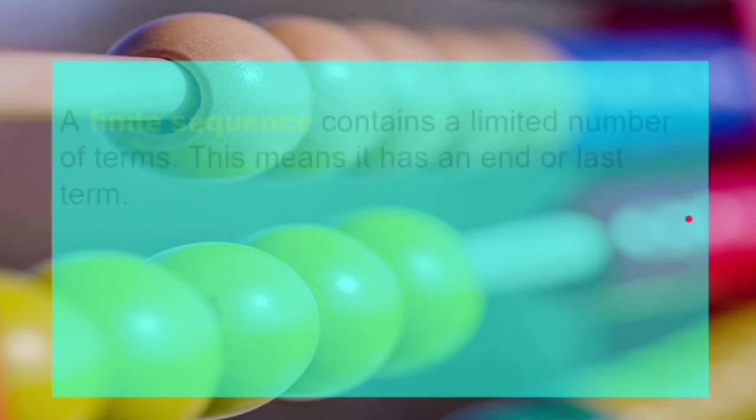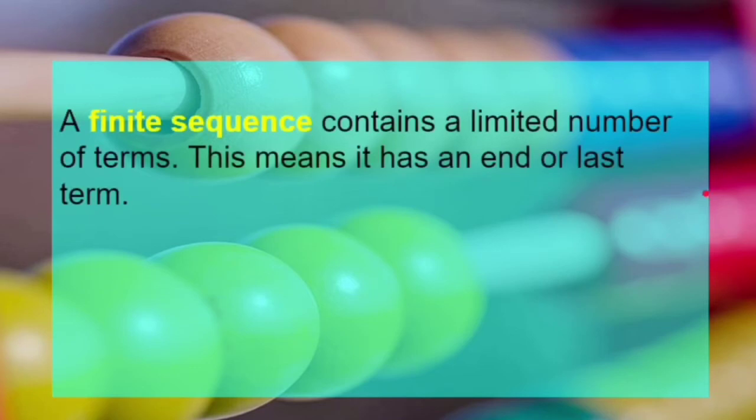Now, sequences are classified as finite and infinite. When we say finite sequence, it contains a limited number of terms. For example, there are only 5 terms in a sequence, or there are only 8 terms in the sequence. So it means it has an end or last term.